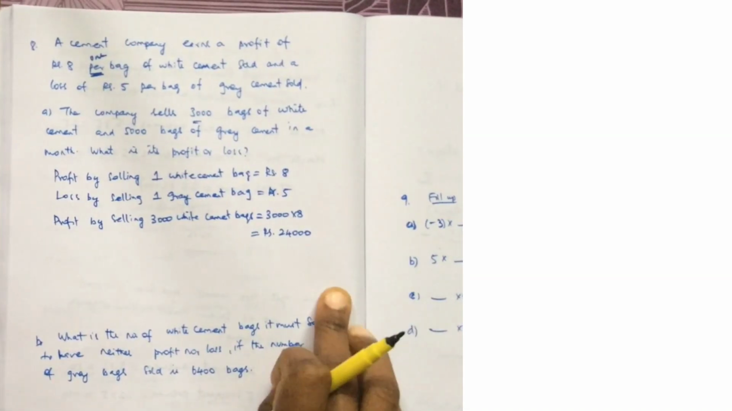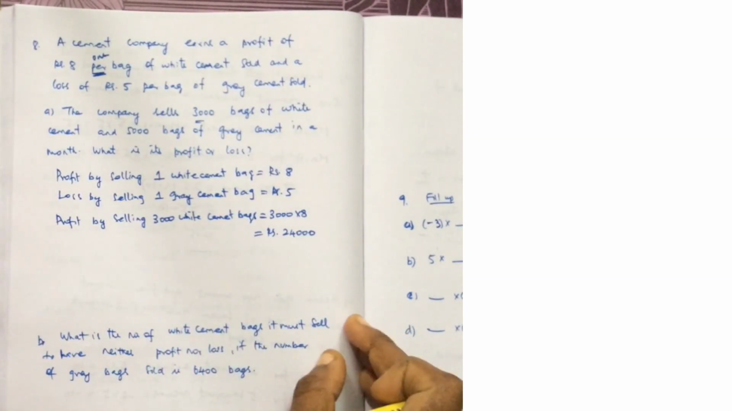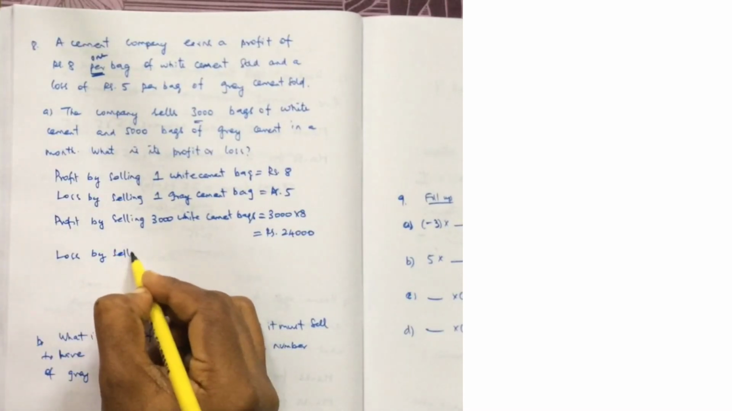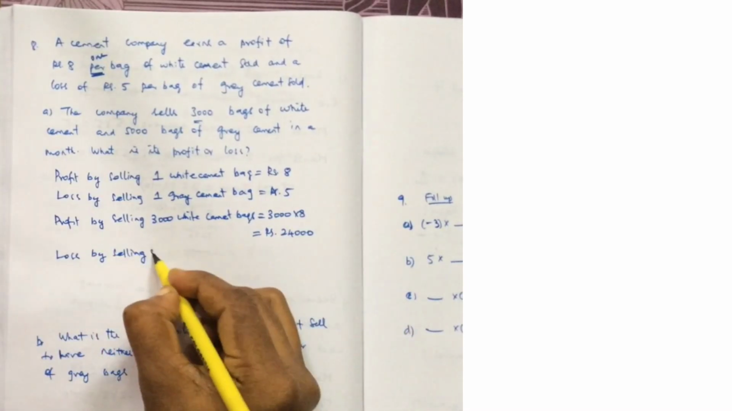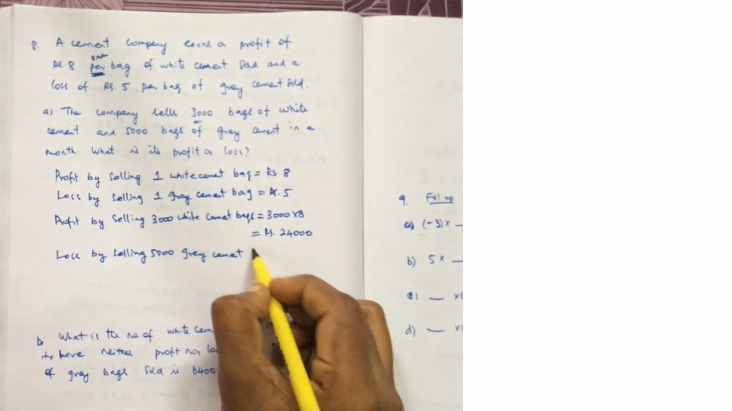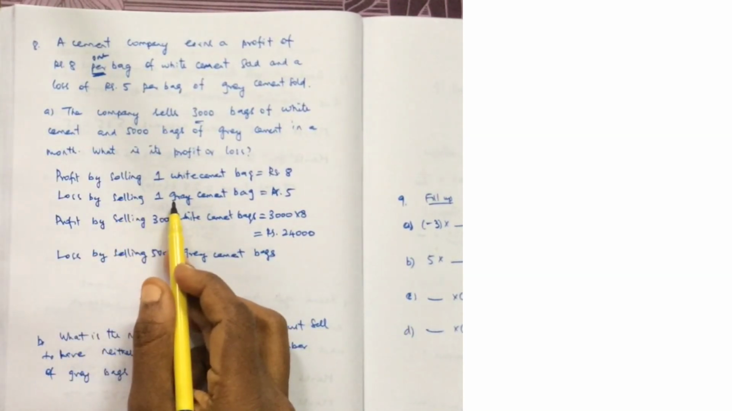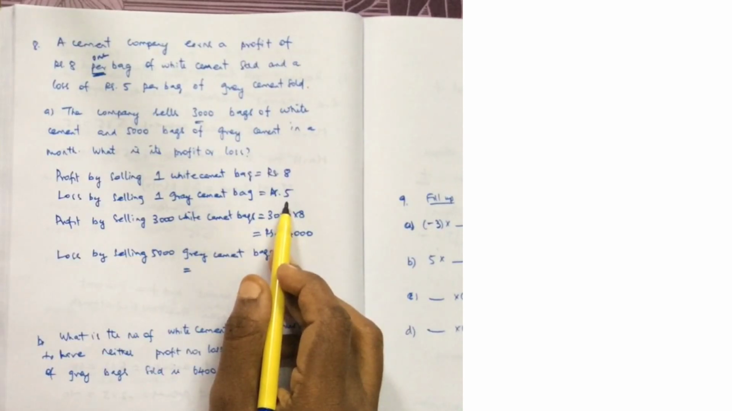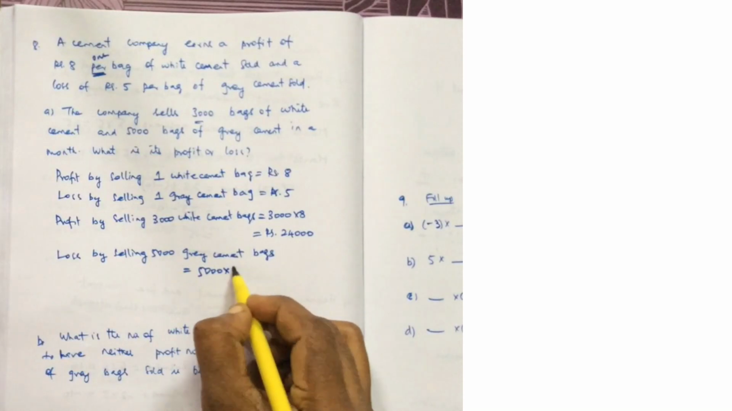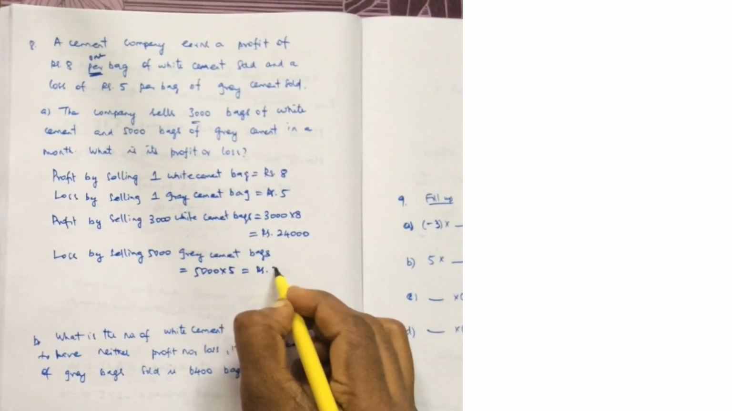Okay, this is the profit they are getting if they are selling 3000 white cement bags. Now the next is, what is the loss by selling 5000 grey cement bags? For selling one grey cement bag, they are losing rupees 5. So what about 5000 bags? 5000 multiplied by 5 is equal to rupees 25000.